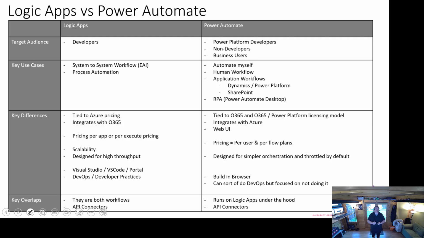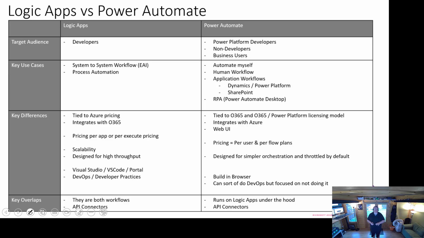So Logic Apps is aimed at developers who would be building integration or automation solutions that would run on the Microsoft Azure platform. Power Automate is, again, a workflow technology aimed at automation and integration, but it's designed to run inside the Power Platform. It's aimed at Power Platform developers, so people who might be building Power Apps, who build Dynamics type solutions. It's also aimed at non-developers for the citizen developer, citizen integrator use cases and business users who might be doing self-service automation. So maybe you want to automate your mailbox or something like that.